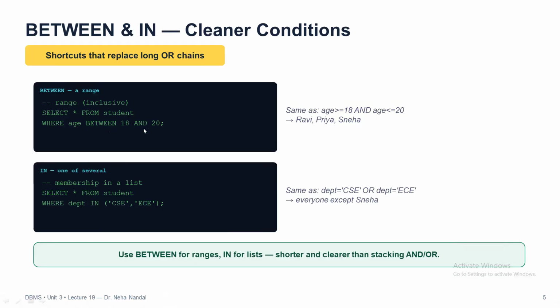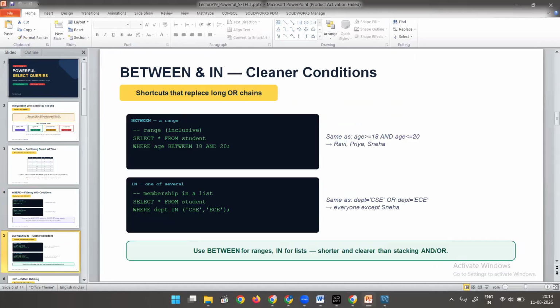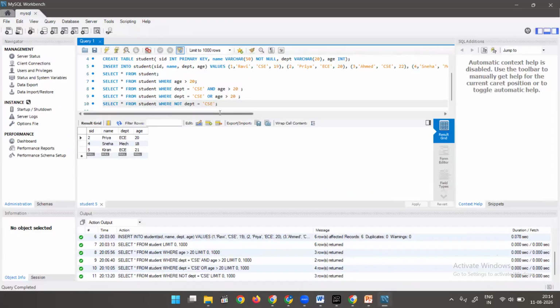We'll run that in MySQL Workbench and I'll showcase it to you. Then next one is IN, one of several. That means basically where department IN either CSC or EC. So it works like your OR operator. Everyone except Sneha will be displayed in this one. So let's check out how between and in operators will work in Workbench.